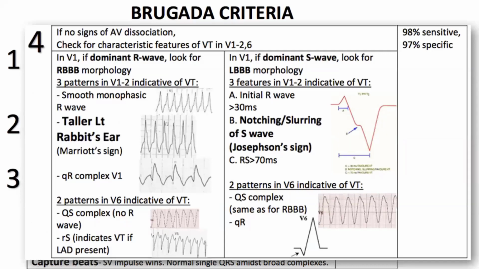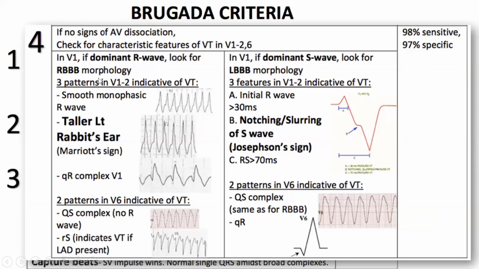And the fourth step is, we look at the features of either right bundle morphology or left bundle morphology. We look in V1 and V6.